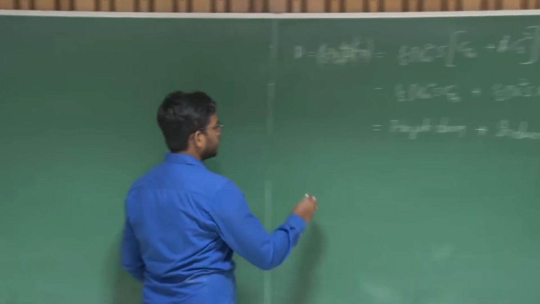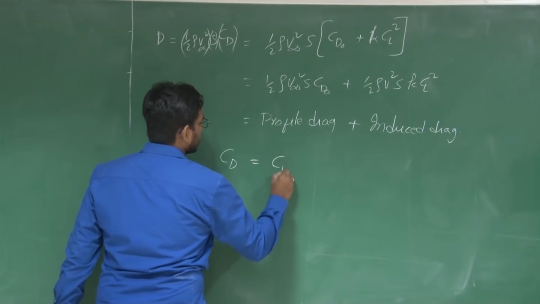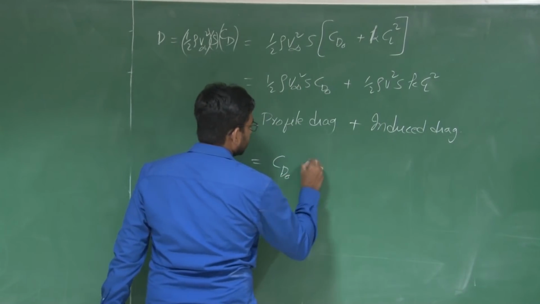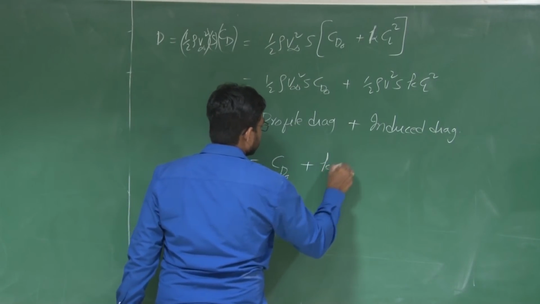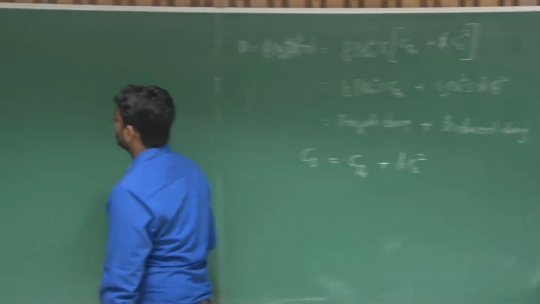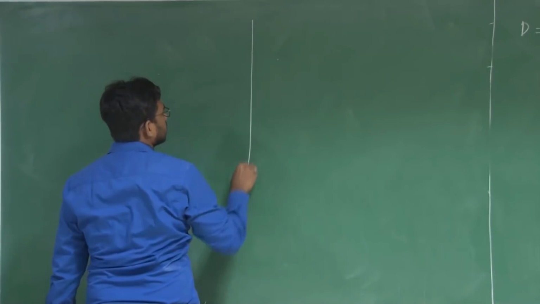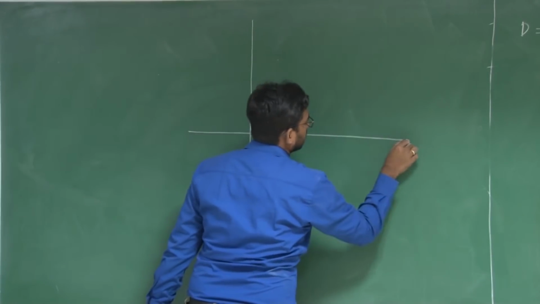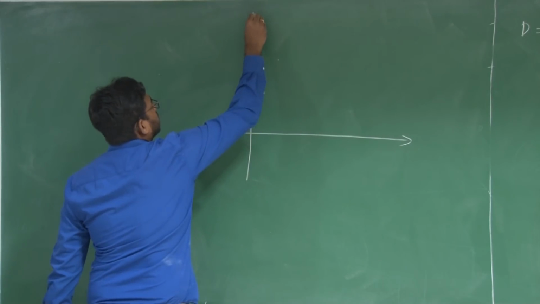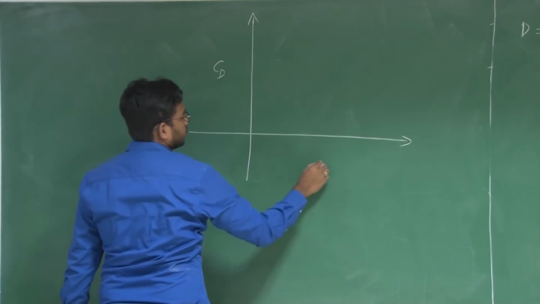Now we have expressed CD as a function of CL, right? Here CD is equal to CD naught plus K CL square. Now we can see it's a quadratic function. Now let us plot CD with CL.